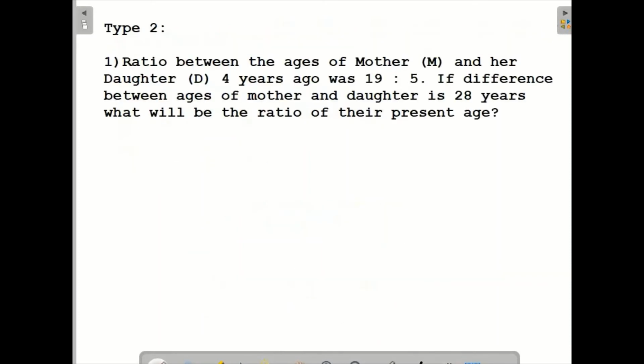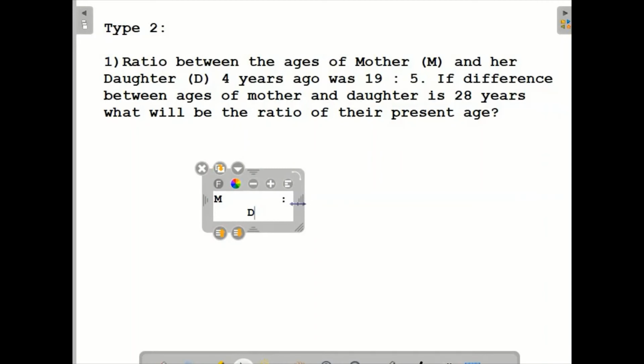So next we are going for the next step and next type. So here we have the question, ratio between the ages of mother and her daughter, 4 years ago was 19:5. If the difference between the ages of mother and daughter is 28 years, what will be the ratio of their present age? So we have to calculate the ratio. So as I said earlier, we take it mother as M and daughter as D.